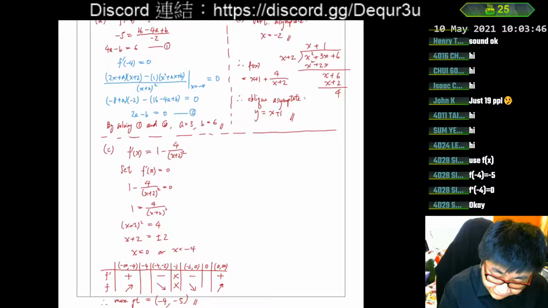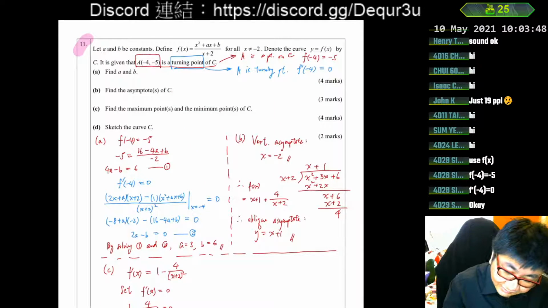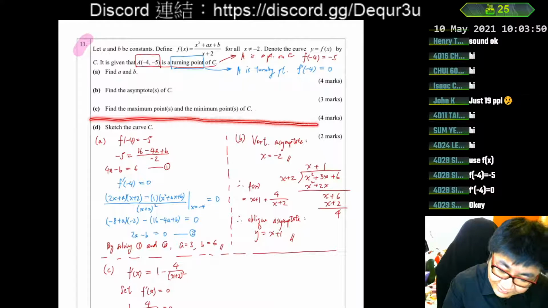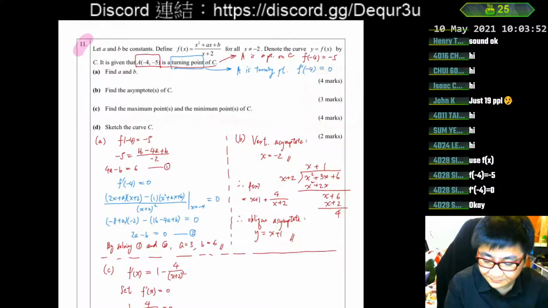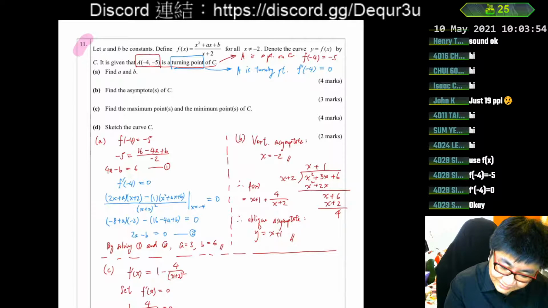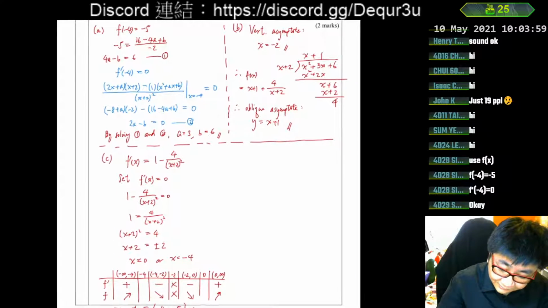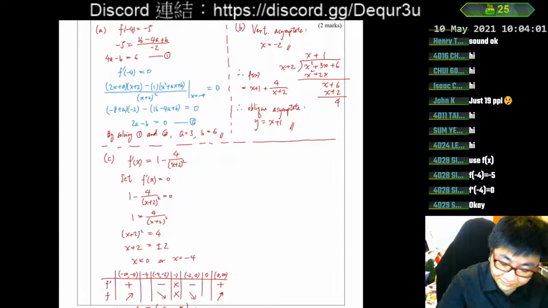Also, so far we have finished up to C. And you can see after finishing up to C, then we already get like 11 points. And finally, the last part is to sketch the curve of C. So we try to put all these information together and sketch the curve.